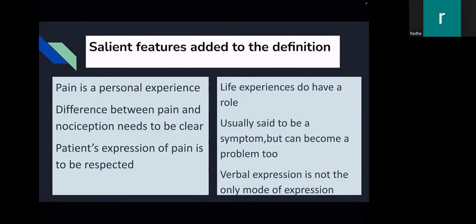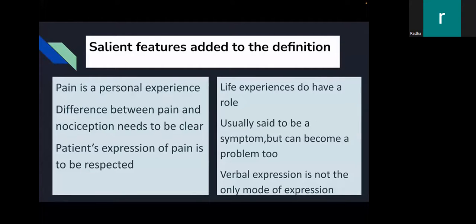Third one, each patient's expression of pain is to be respected. Here, why is it said so? Because it's a subjective phenomenon. A cannot say, oh, B is telling some pain, oh, your pain is not important, or your pain is big, small. This judgment cannot be made. So each person or patient's expression of pain has to be respected.